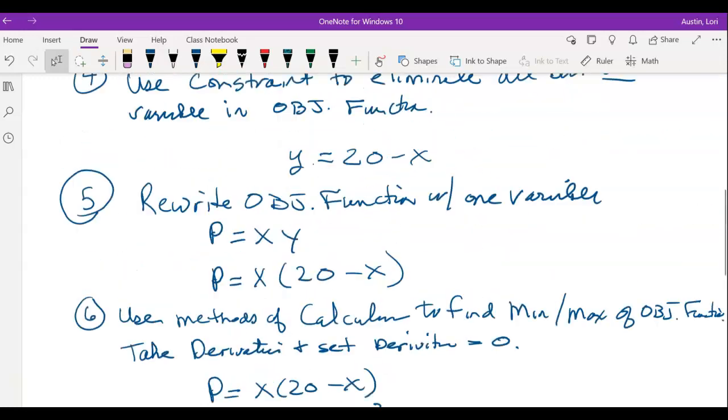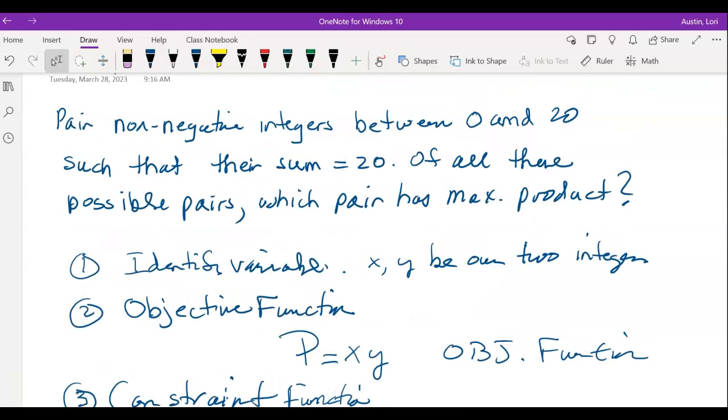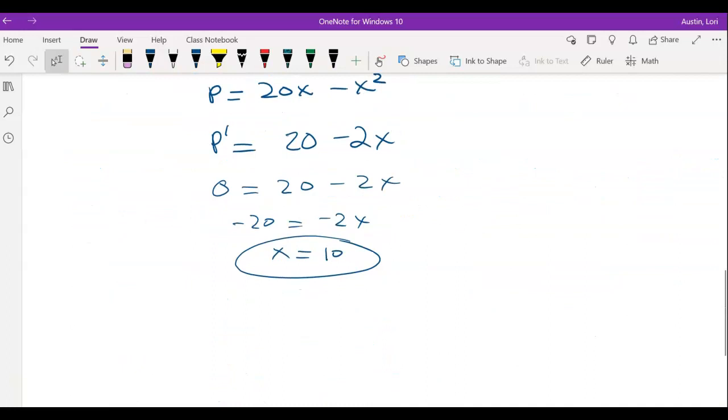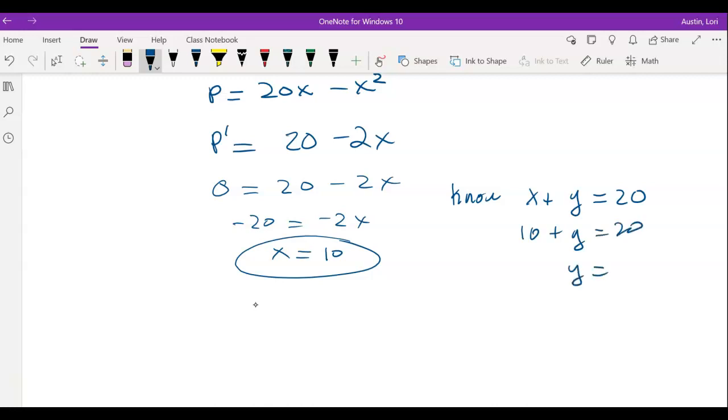In this one, which pair? So that means once you find X, you also need Y, right? And we know X plus Y equals 20. So 10 plus Y equals 20. And yes, we know Y is also 10. So the pair is X equals 10 and Y equals 10. Okay, so I used a very simple problem to take you through a process.